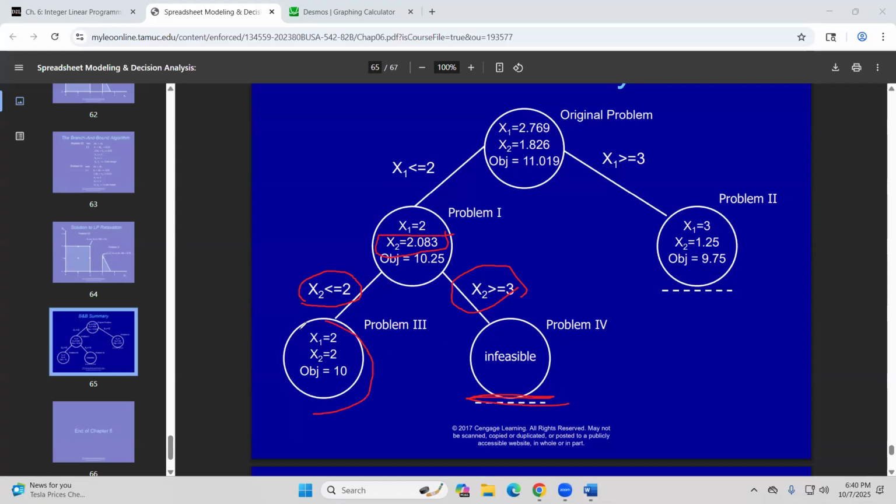Now, when I do this, I get x1 equal to 2 and x2 equal to 2, and the solution is both are integers, so it is satisfied. We stop right here. Otherwise, we have to go further and so on, right? Make sense? So this is called branch and bound.